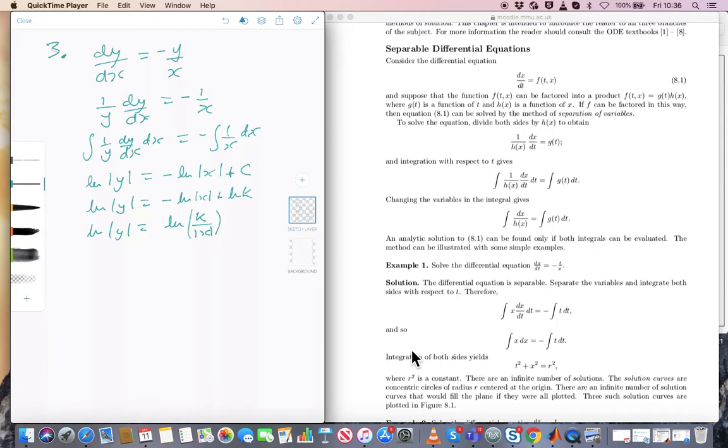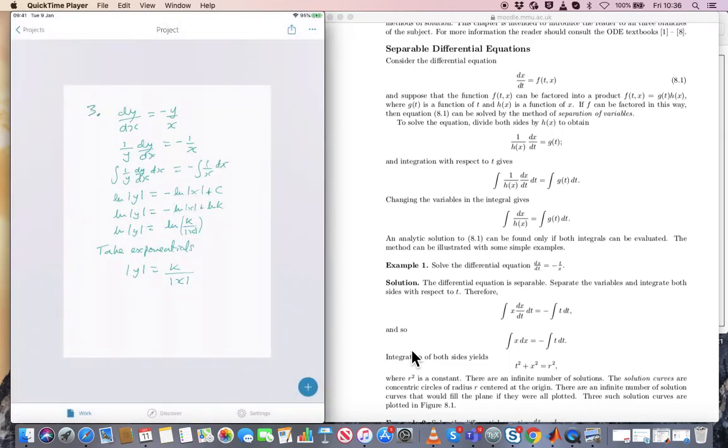Then again, if we take exponentials of both sides, because exponentials and logs are opposite functions of each other, we end up with the final solution that mod y equals k divided by mod x. Okay, y equals k over mod x. So for example, if k is 1, then it's a bit like y equals 1 over x. Again, the question is, what do these solution curves look like?